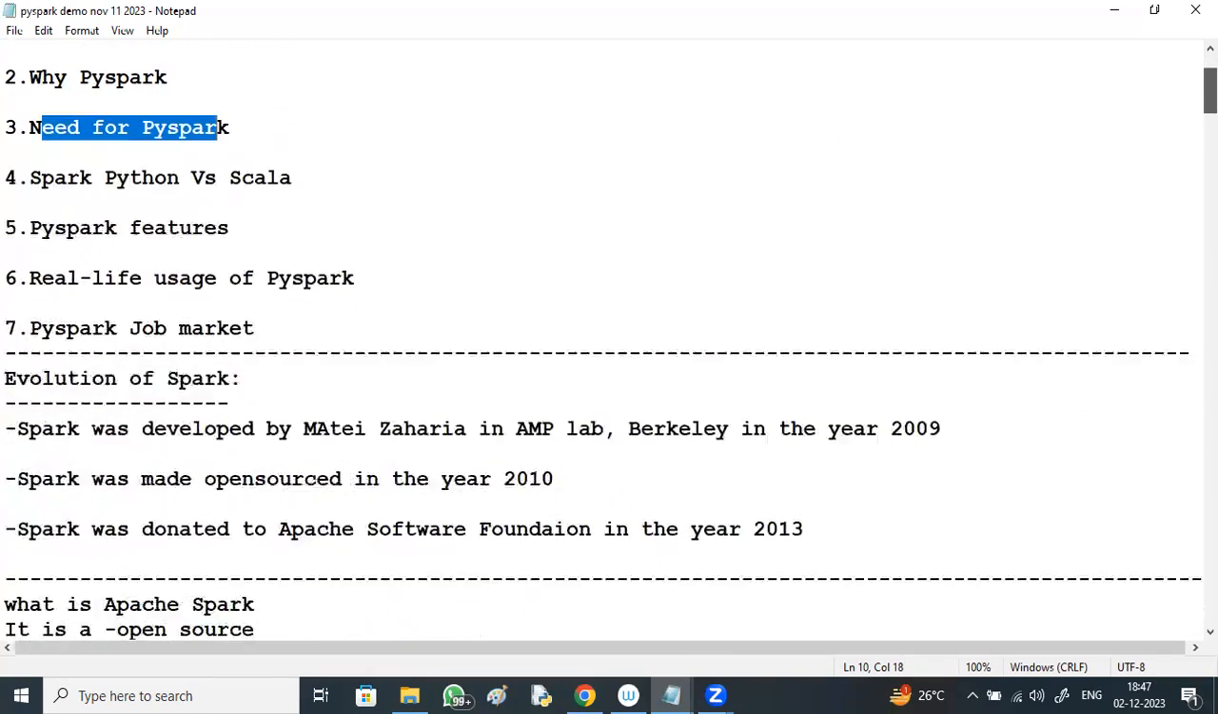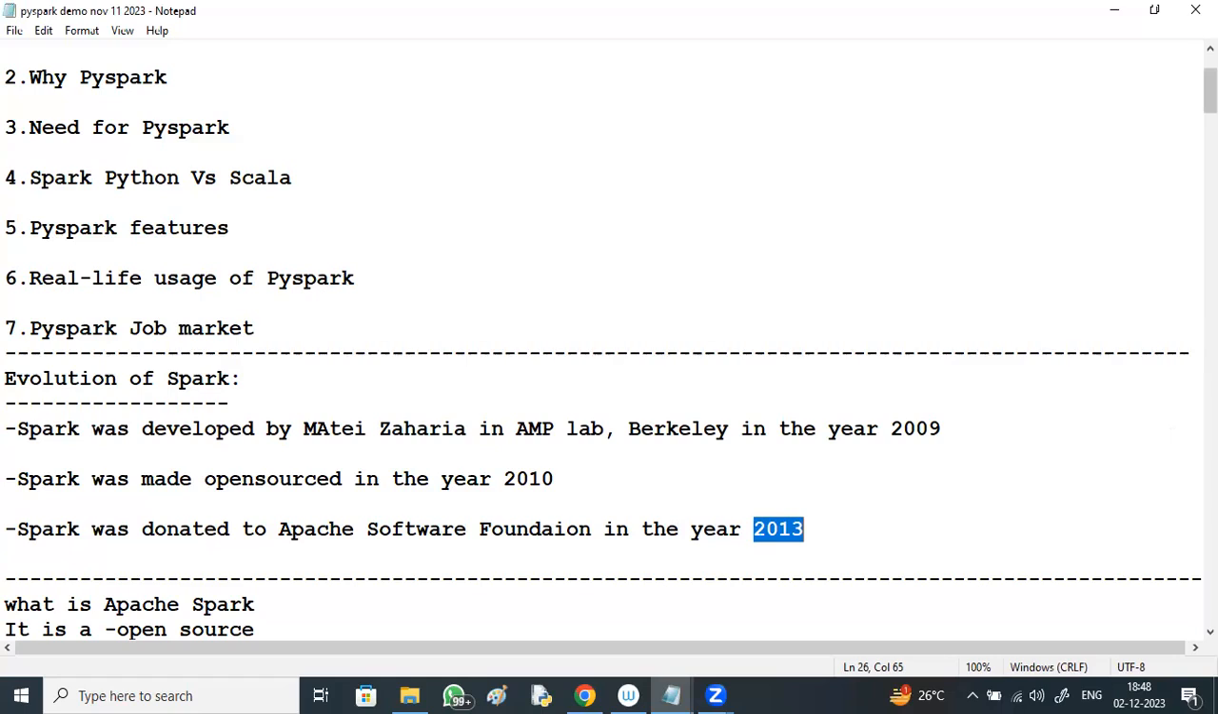Evolution of Spark: it was developed in the year 2009. Spark was introduced in 2009 by Matei Zaharia at AMPLab, Berkeley. Spark was open sourced in the year 2010. And Spark was donated to the Apache Software Foundation in the year 2013.